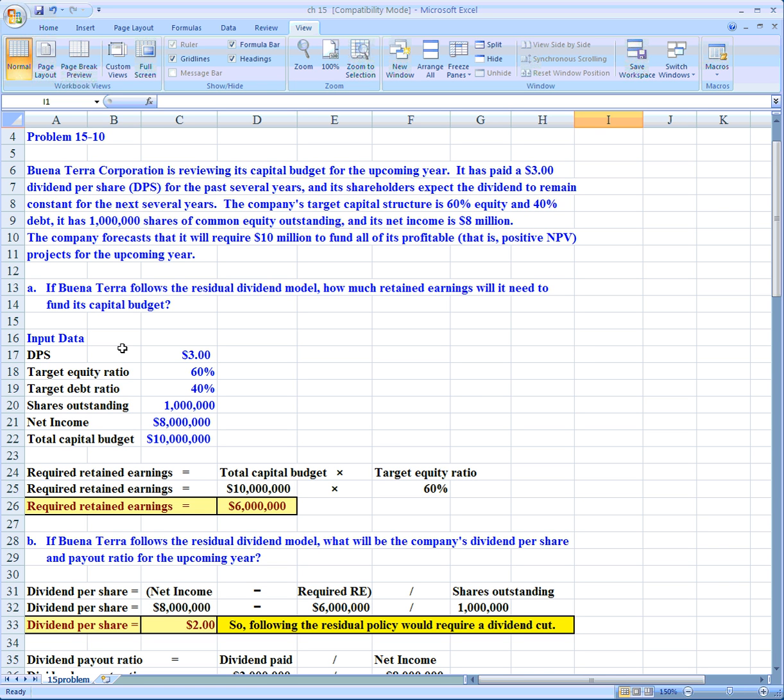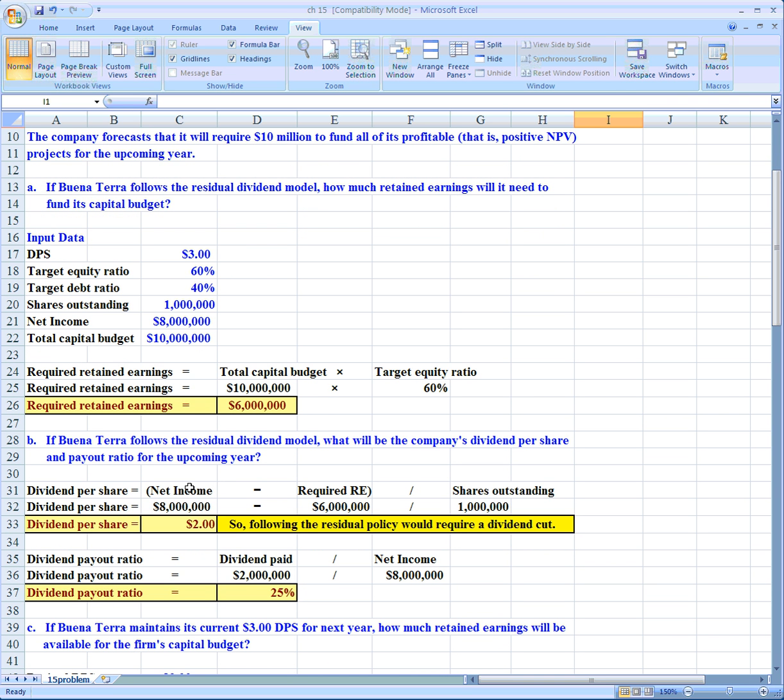All right, let's put our input data in. This is what the problem gives us. Dividends per share is $3. Target equity is 60%, target debt is 40%. We have 1 million shares outstanding. Our net income is $8 million. Our total capital budget is $10 million. Our retained earnings that we need to keep back will be our total capital budget, $10 million, times our target equity ratio. So we need to keep $6 million back in retained earnings.